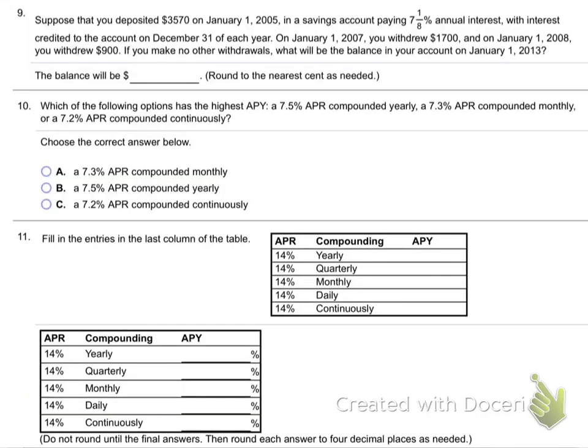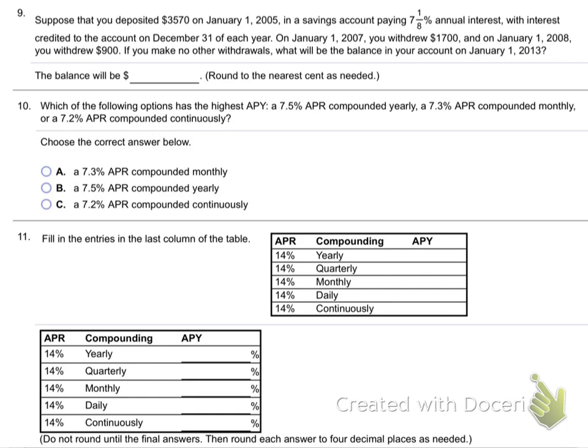Okay, number 9. Suppose that you deposited $3,570 on January 1st, 2005, in a savings account paying 7 1/8% annual interest, with interest credited to the account on December 31st of each year. On January 1st, 2007, you withdrew $1,700. And on January 1st, 2008, you withdrew $900. If you make no other withdrawals, what will be the balance in the account on January 1st, 2013? Yeah, not an easy one.